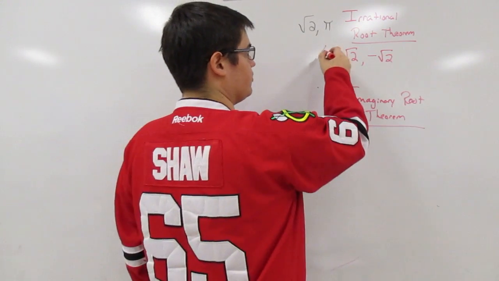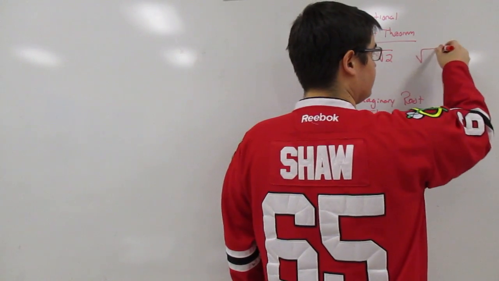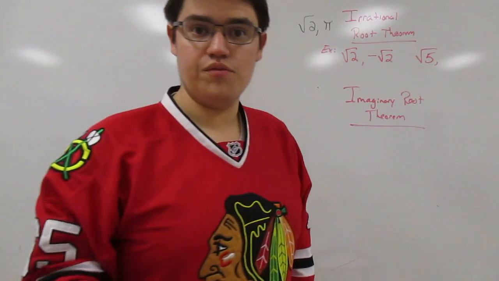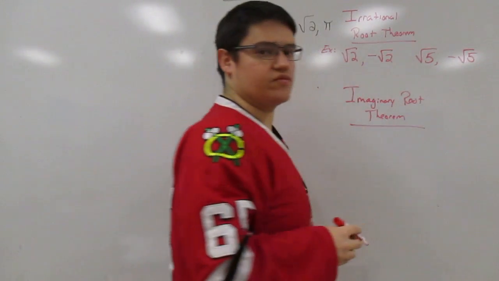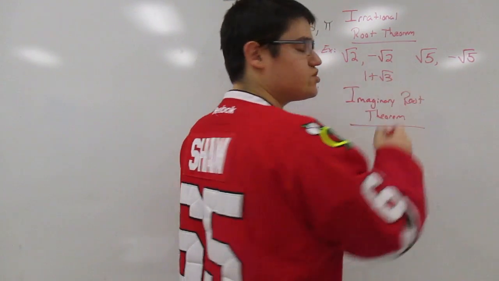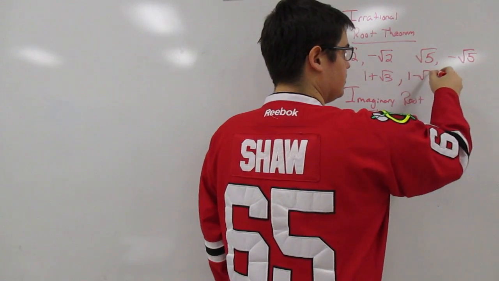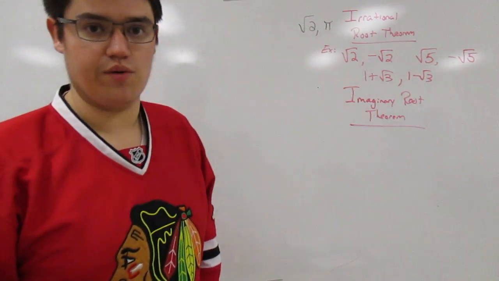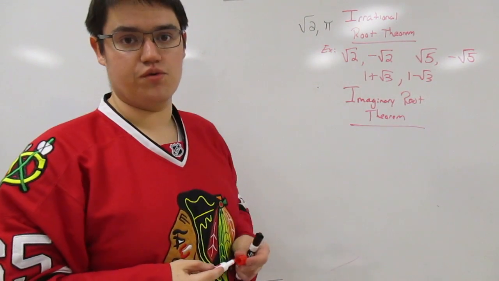Okay, so here are some examples. If they tell you you have a root at square root of 5, you can assume that you're going to have a root at negative square root of 5. If they tell you you have a root at 1 plus square root 3, you can assume you have a root at 1 minus square root 3. So these always come in pairs. And that's the irrational root theorem.